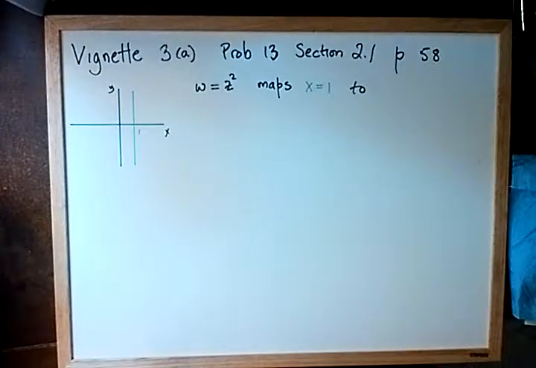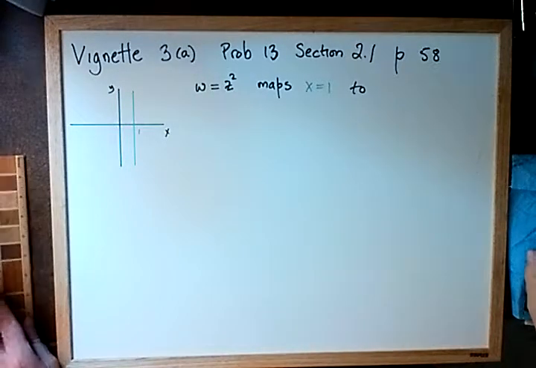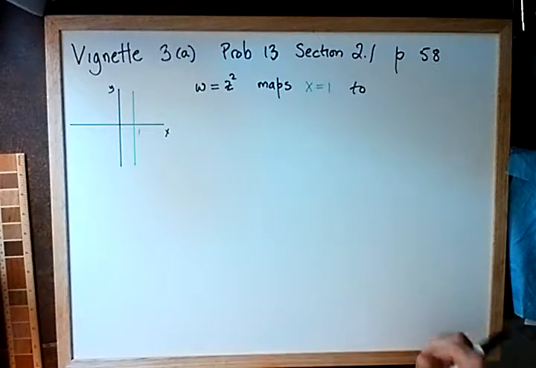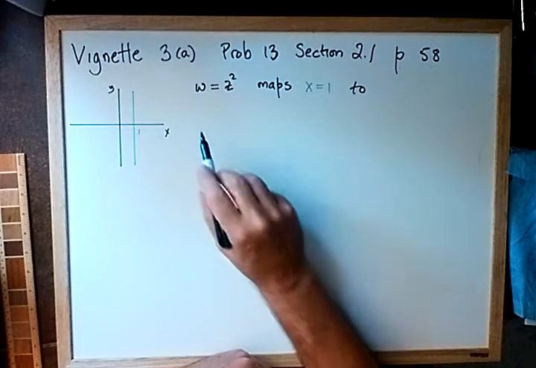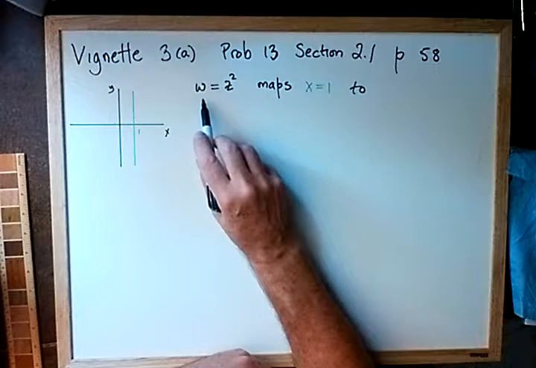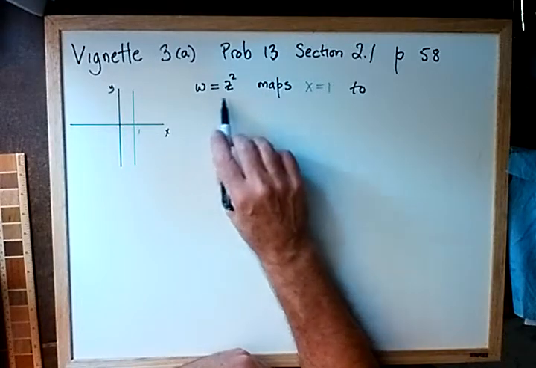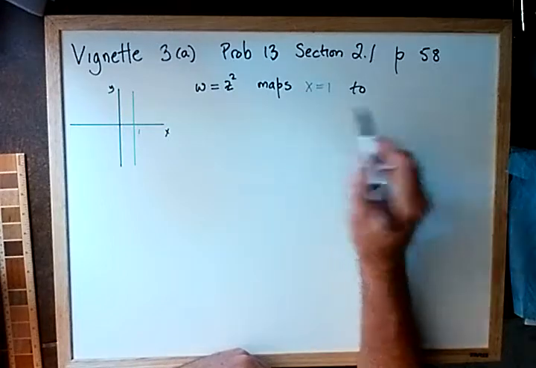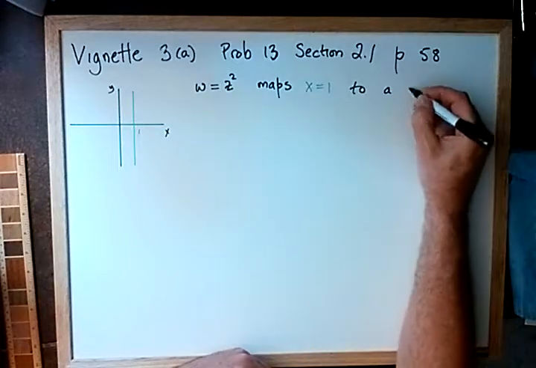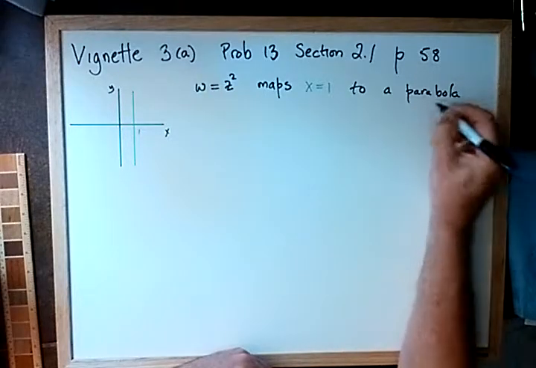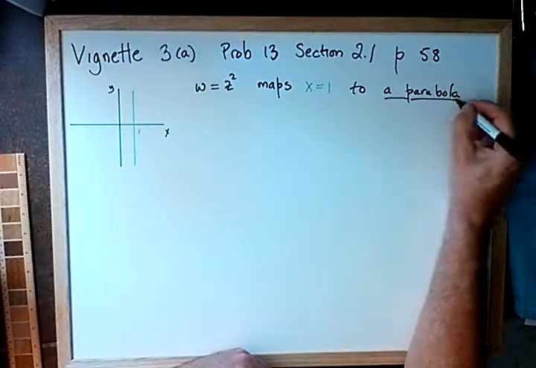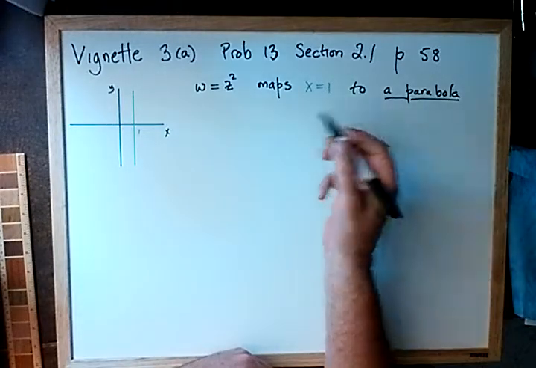Okay, for Vignette 3, we're going to solve problem 13, section 2.1, page 58. Part 3a asks you to show that the map w equals z squared maps x equals 1 to a parabola. All right, well, let's just do that.